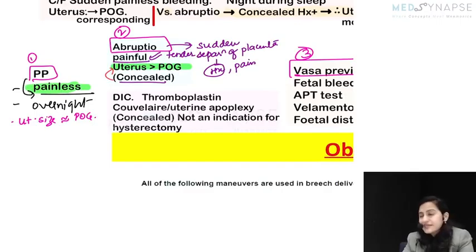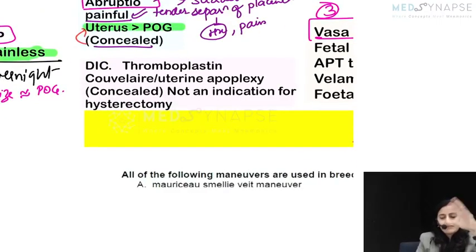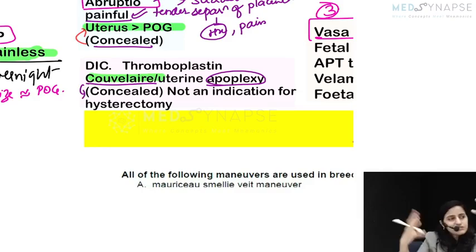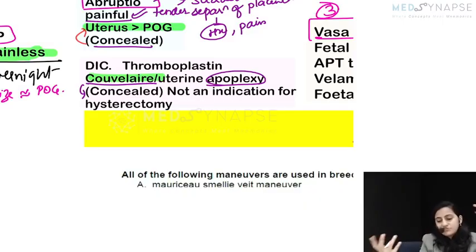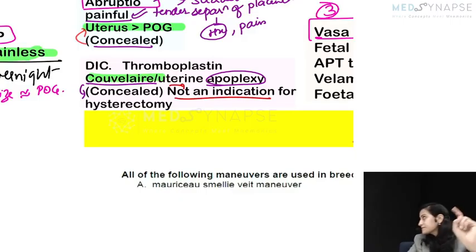So in concealed hemorrhage, what can happen is the hemorrhage is happening inside. Then there is something called as couvelaire uterus, a uterus which is colored because of all the hemorrhage, the bleeding, uterine apoplexy. This occurs in concealed hemorrhage. So if you see a couvelaire uterus when you are opening up the patient, will you remove the uterus? Do a hysterectomy? No, it's not an indication for hysterectomy.